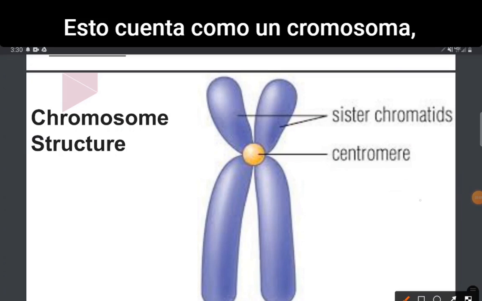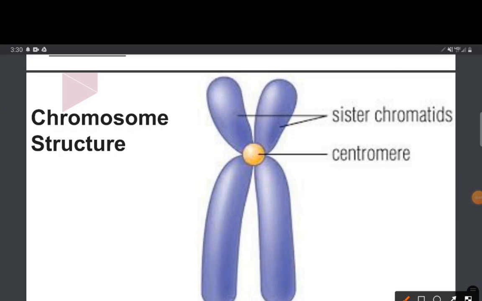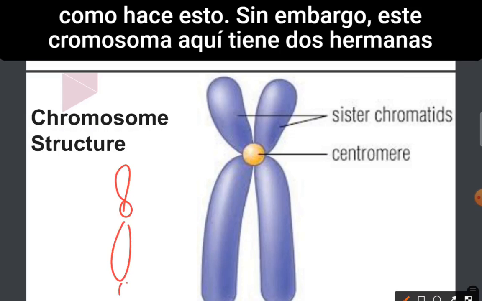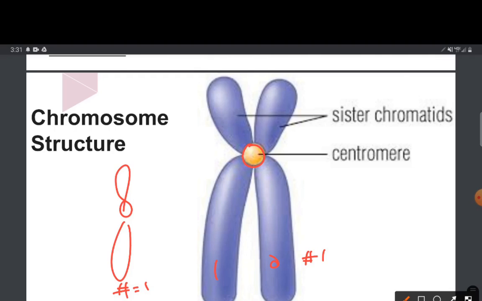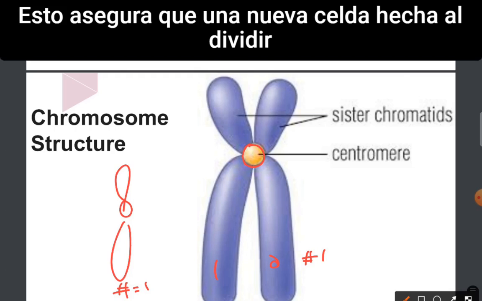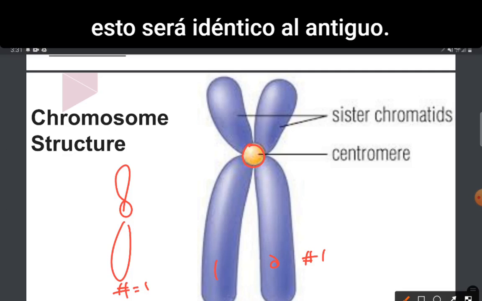This counts as 1 chromosome, as does this. However, this chromosome here has 2 sisters which are identical. This ensures that a new cell made by splitting this will be identical to the old.